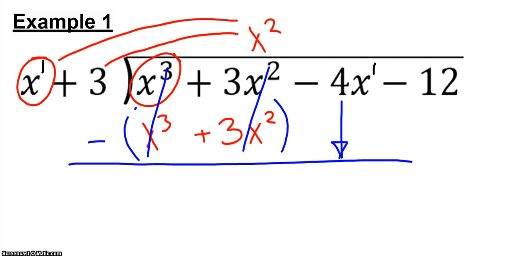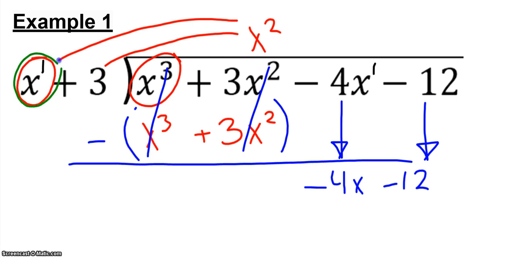So we go ahead and we bring these other things down now. So we got a negative 4x minus 12. Now, once again, we're going to go back to the beginning. We're going to repeat our steps. And we're going to look at the first thing in our divisor, and the first thing in our dividend. And we're going to see x to the first power times what would give us negative 4x. Negative 4. Correct. X to the first times negative 4 would give us negative 4x.